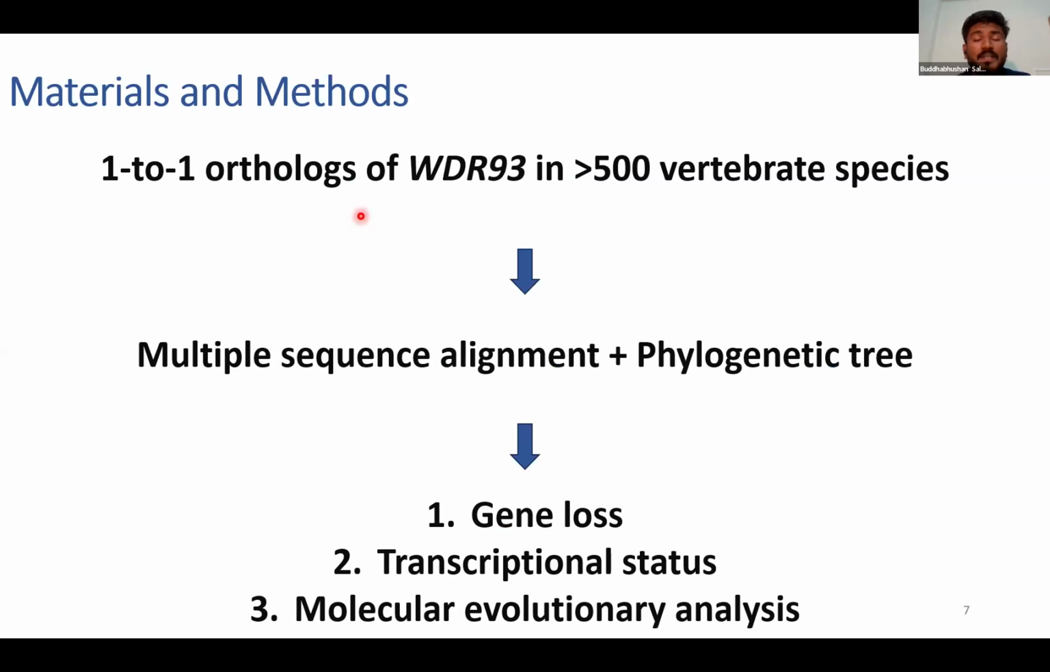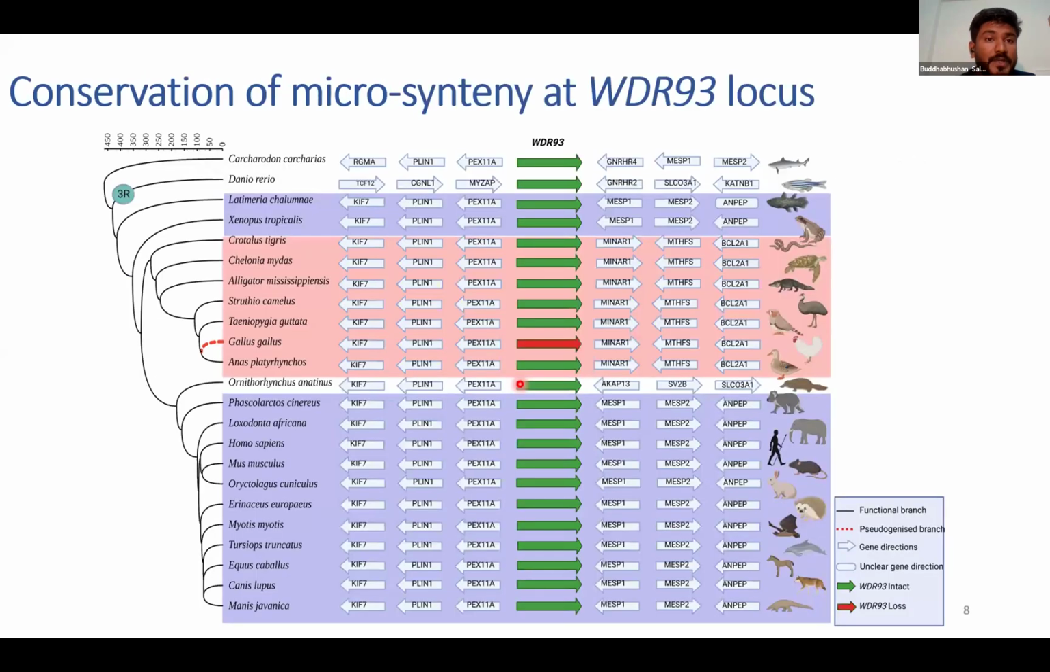So this is a brief about methods. What we did, we studied more than 500 vertebrate species, spanning from basal to higher vertebrates, across different orders and classes. We checked for the presence or absence of these two genes in the vertebrate species. We generated multiple sequence alignments using their one-to-one ortholog sequences, and with the help of a phylogenetic tree, we did the molecular analysis and selection pressure analysis on each branch. We also looked at the transcript levels, whether these genes are expressed in those species or not, using publicly available RNA datasets. So let's jump into results.